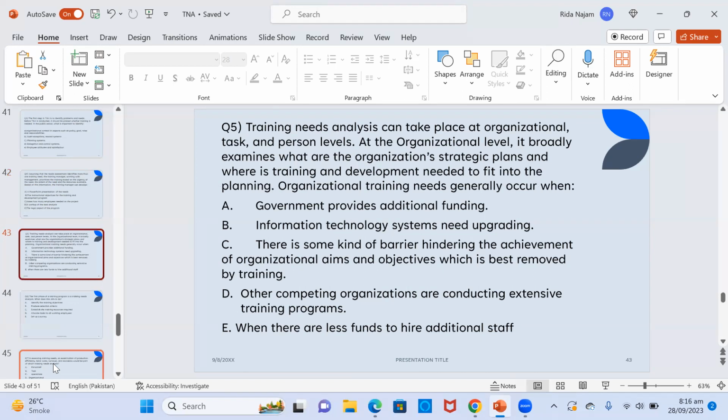Question 5. Training needs analysis can take place at organizational, task, and personal levels. At the organizational level, it broadly examines what are the organization's strategic plans and where is training and development needed to fit into that planning. Organizational training needs generally occur when A, government provides additional funding, B, information technology systems need upgrading, C, there is some kind of barrier hindering the achievement of organizational aims and objectives, which is best removed by training, D, other competing organizations are conducting extensive training programs, or E, when there are less funds to hire additional staff. C. The answer is 5C.